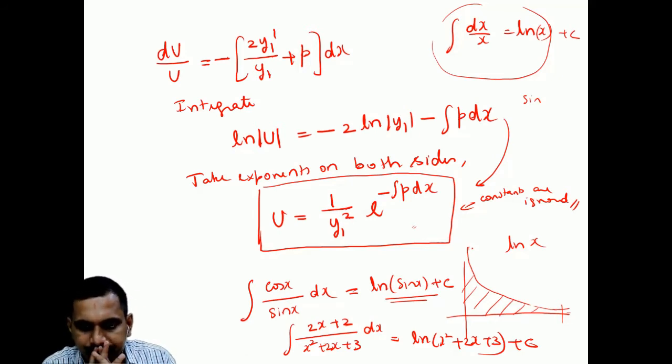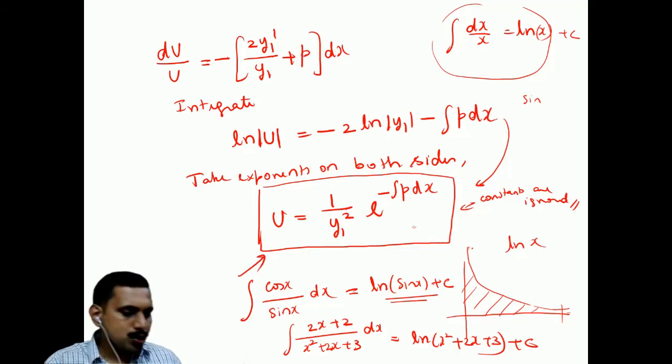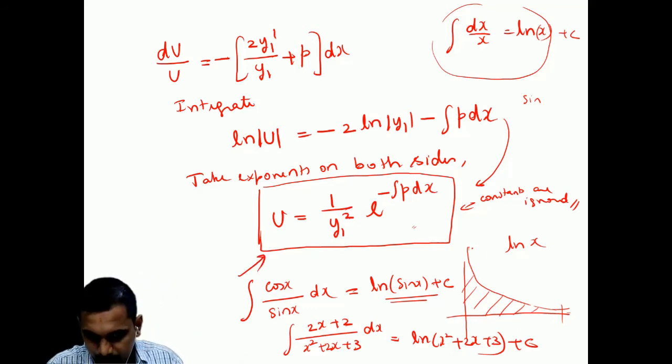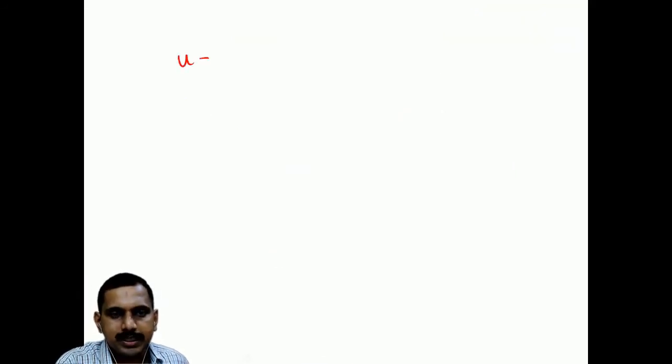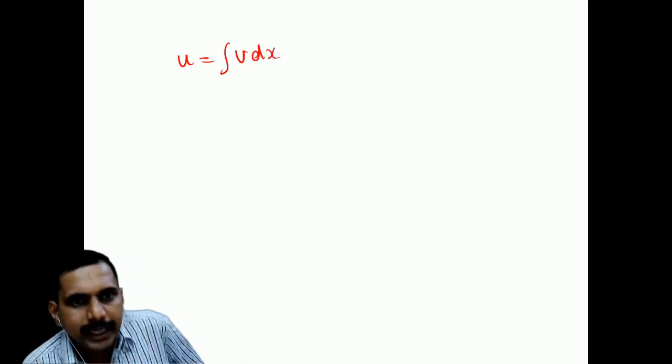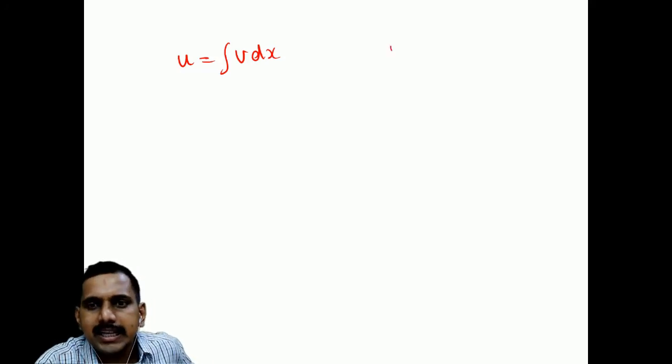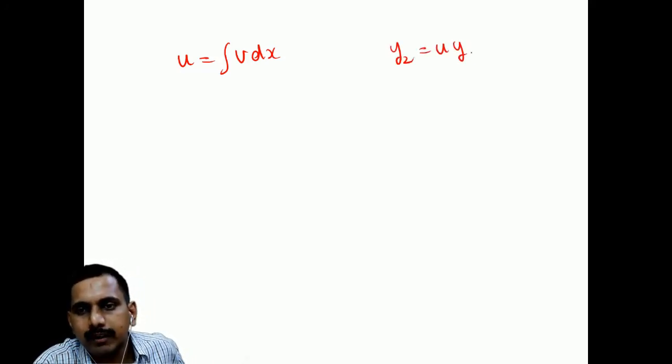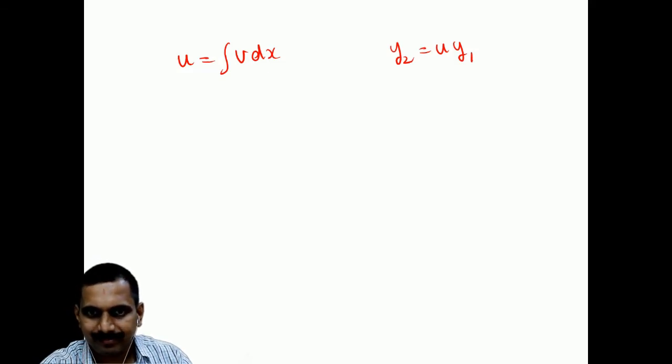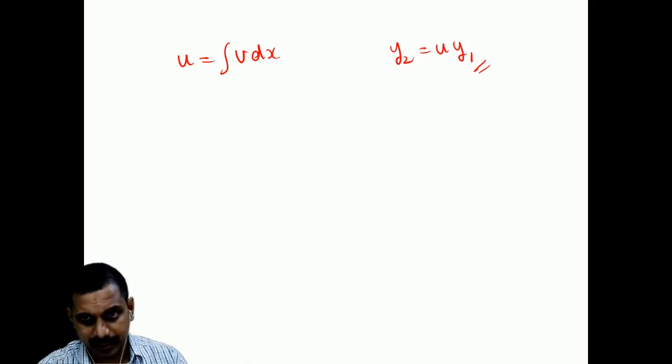Is it clear, students? Any doubts here? So that is why this particular thing is coming. Once we get capital U, getting small u is easy, is it not? Small u is equal to the integration of capital U dx. That's it. Correct? So once we get small u, I can say y2 is equal to small u into y1, because I know y1. So we have found the basis. This is called the reduction of order method.